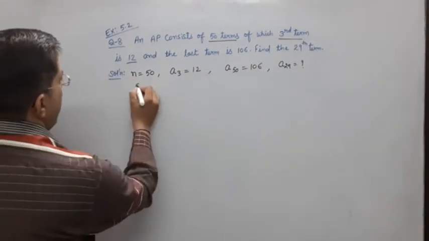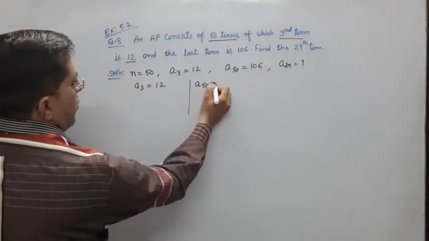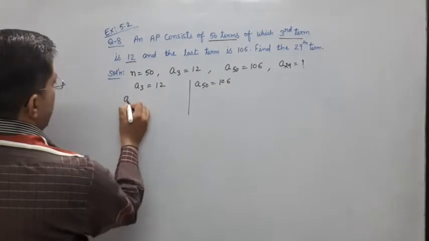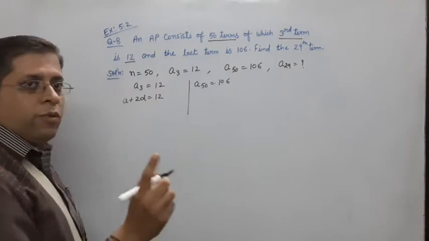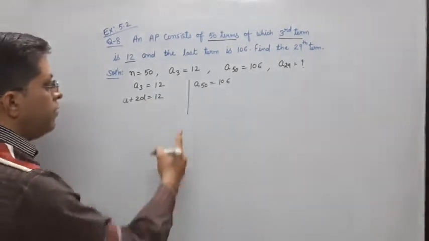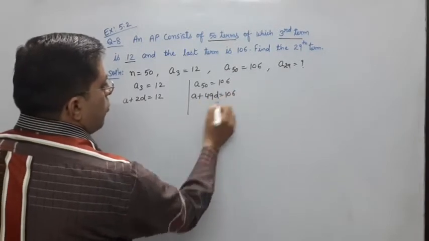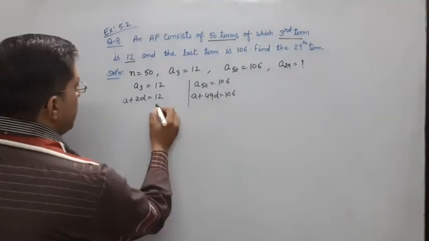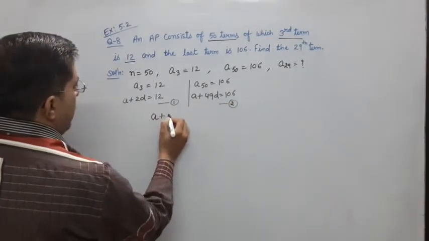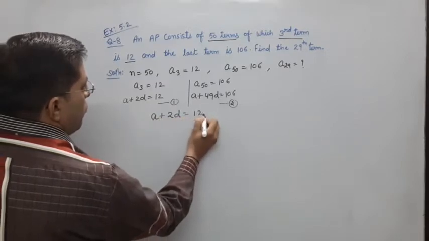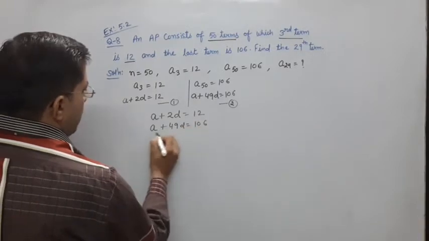We are given A3 is equal to 12 and A50 is equal to 106. A3 we can write as A plus 2D, by the formula A plus (n minus 1)D. And this is A plus 49D. This is equation 1 and this is equation number 2. So A plus 2D is equal to 12 and A plus 49D is equal to 106.